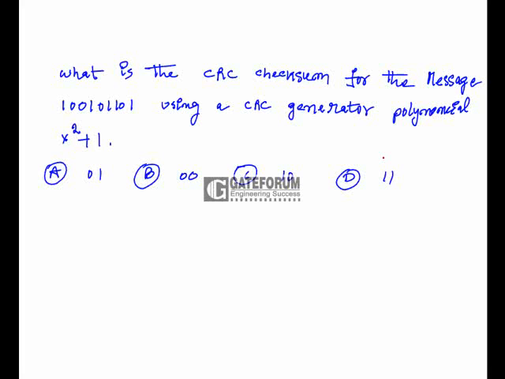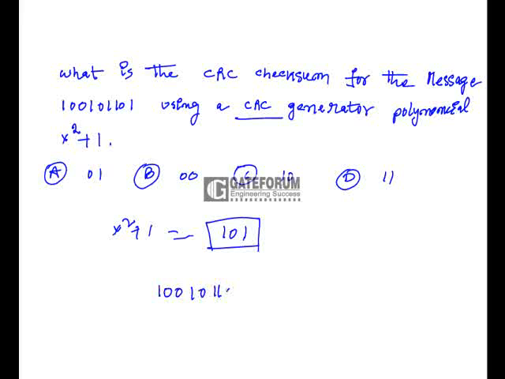Checksum for the message 100101101 using a CRC generator polynomial x square plus 1. CRC means cyclic redundancy check. Here x square plus 1 can be written as 101, because the x term is 0 and the x square term is 1. When there are 3 bits in the generator, we have to add two zeros: 100101101 00. We have to divide this by the generator 101.